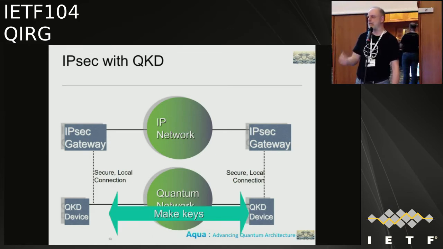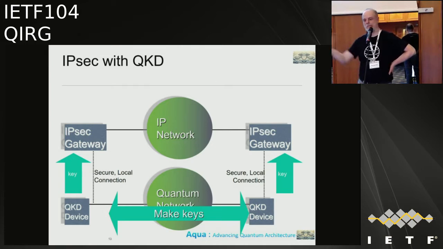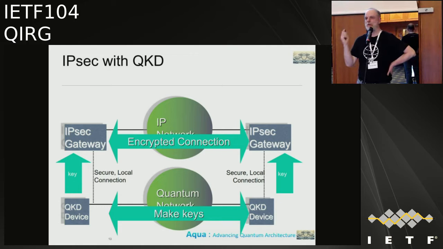And over the quantum network, between two QKD devices, you're making keys. You're making distributed, shared, secret bits whose secrecy is guaranteed by certain aspects of the devices. We can have all sorts of discussions about that, but that's the idea, right? And those keys are exchanged with the IPsec gateways in some secure fashion, and then they're actually used to encrypt data that's transmitted across the IP network. So that's the basic structure.